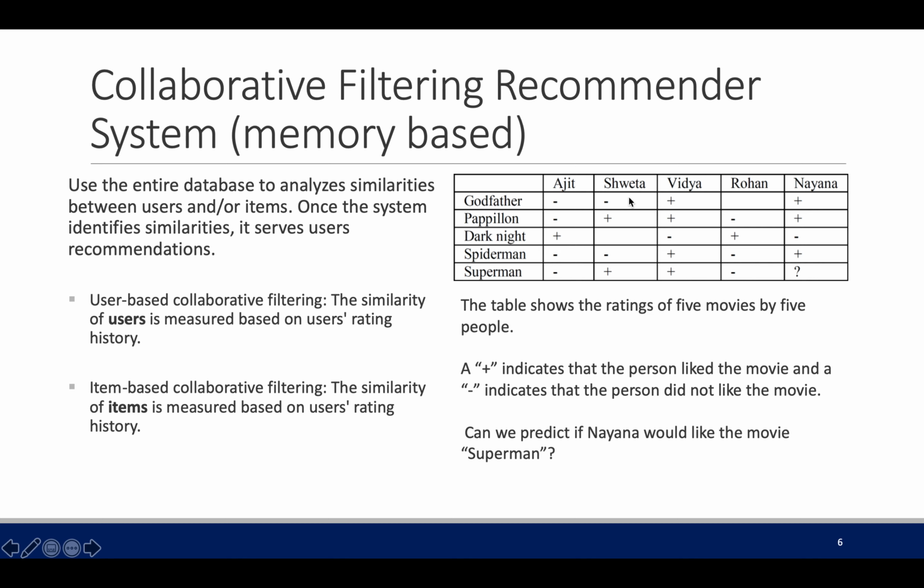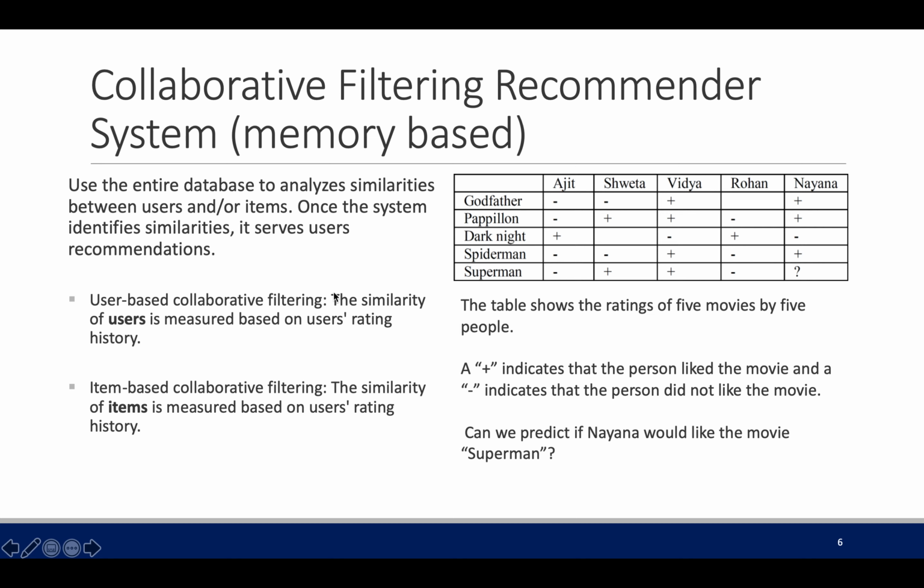This is a movie rating table, and this table consists of 5 movies and 5 persons. Within the table, minus means the person didn't like the movie, and plus means the person liked the movie. So we have several blanks left. If we want to ask whether Nayana will like the movie Superman, we can simply use the first approach, the user-based collaborative filtering system.